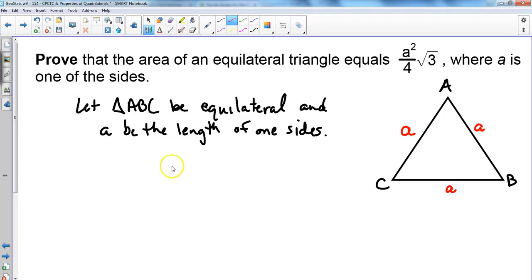So the next step, we can prove it a couple different ways. The first way is we can drop an altitude down and use the area formula, that's 1/2 the base times the height. Or we know Heron's formula gives us an area formula that's explicit to the sides of each of these triangles. So we're going to go ahead and use Heron's formula.